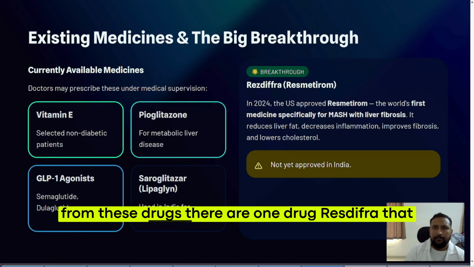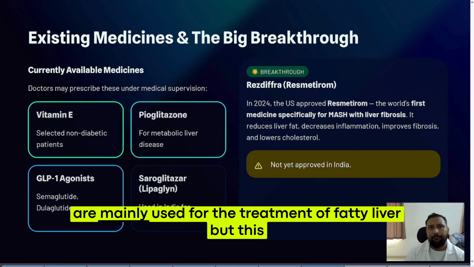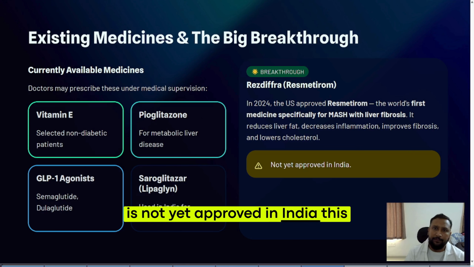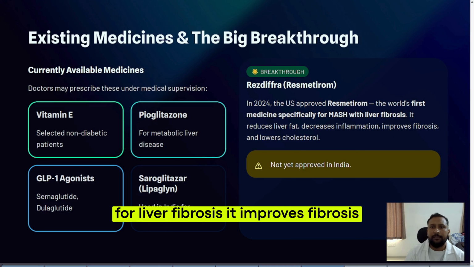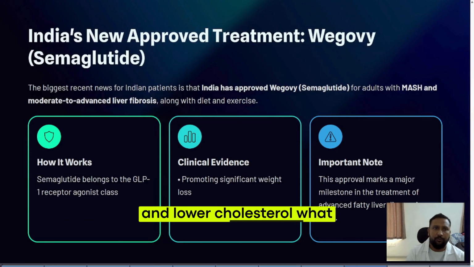Apart from these drugs, there is one drug, Rezdiffra, that is mainly used for the treatment of fatty liver, but this is not yet approved in India. This drug was approved in the US only in 2024 specifically for liver fibrosis. It improves fibrosis and lowers cholesterol.